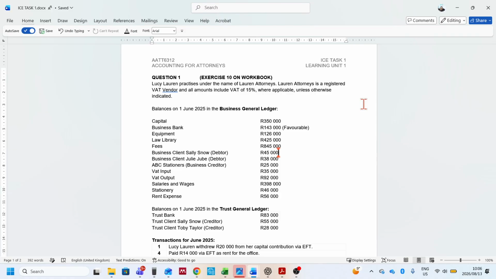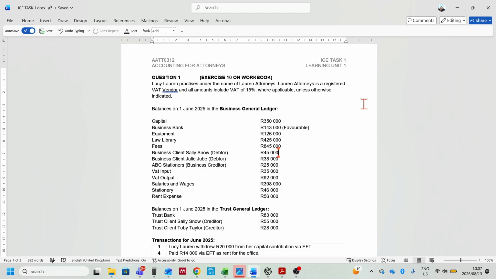Over here it says that we've got balances on the 1st of June 2025 in the business general ledger. This means that in the previous month of May, the company had been trading, and after it traded throughout, it closed with the following balances, which are also the opening balances for the current month. Your capital account had a closing balance of 315 in May, which is the opening in the current month. Business bank, you started with 143,000 this month, which is favorable, meaning that this is a debit balance.